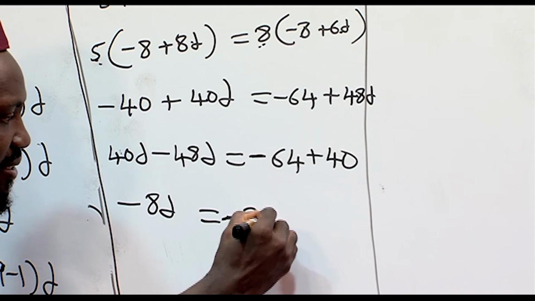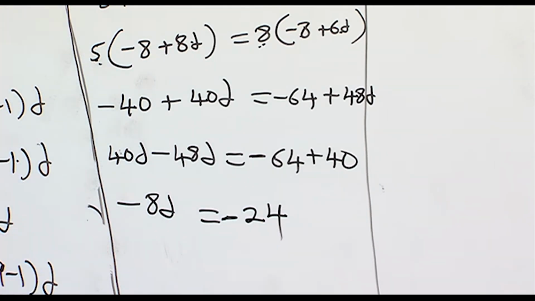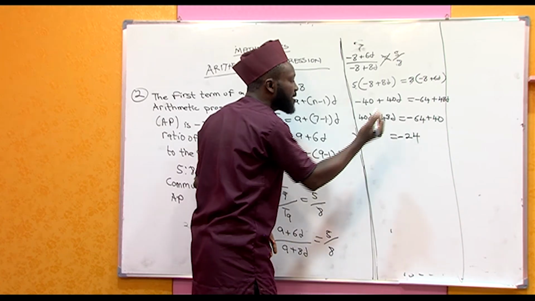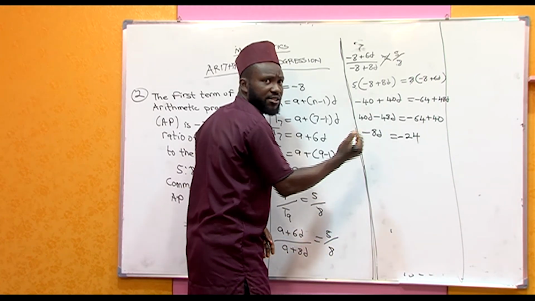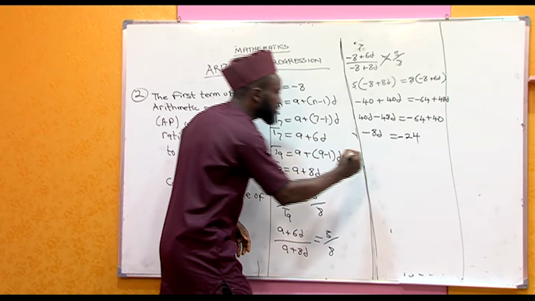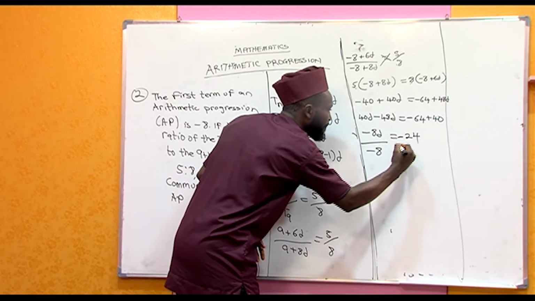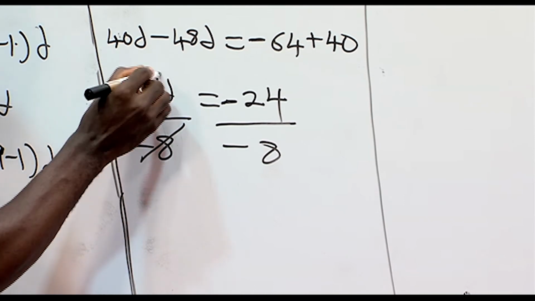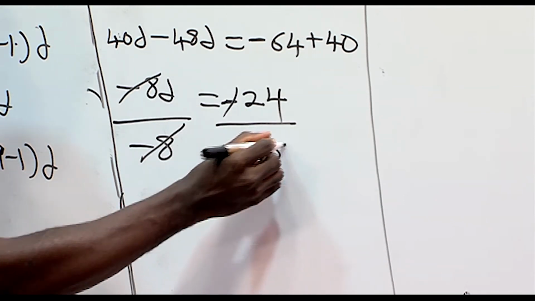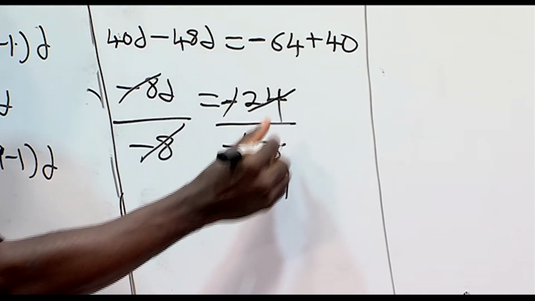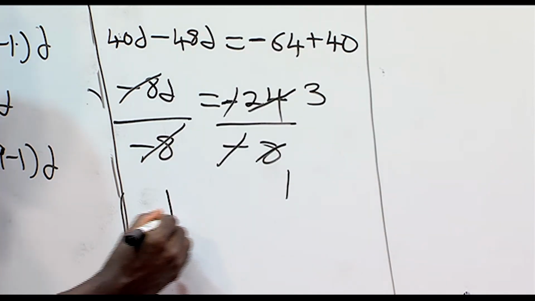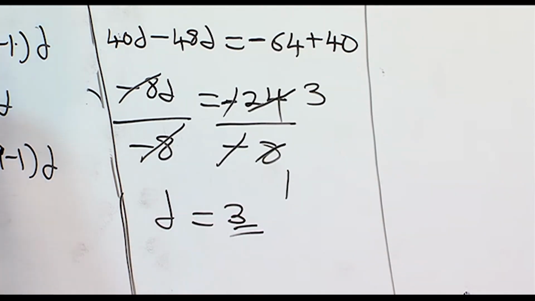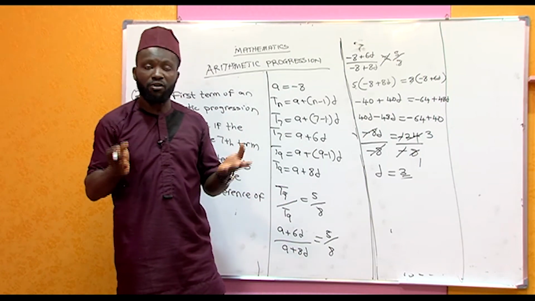I will still be owing that person minus 24. Then from here, since we are looking for the common difference, all I need to do is divide both sides by minus 8. Minus cancels minus, 8 here is 1, and 8 in 24 gives me 3. So my D is equal to 3, which means my common difference is equal to 3.